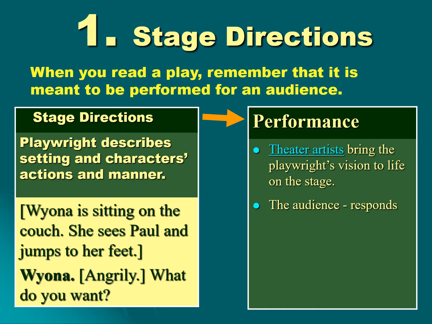Number 1, stage directions. When you read a play, remember that it is meant to be performed for an audience. In stage directions, the playwright describes the setting and characters' actions and manner, and encloses these ideas in brackets. Here, for example, Winona, the character, is sitting on the couch. She sees Paul and jumps to her feet, angrily saying, "What do you want?" The theater artists bring the playwright's vision to life on the stage, and in return, the audience responds to the play and shares the experience.